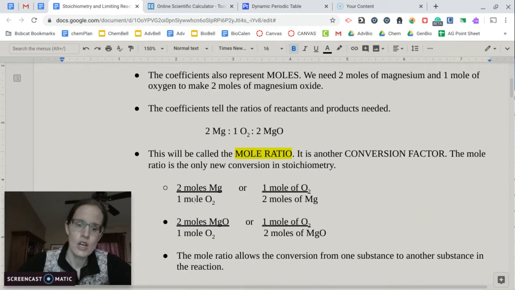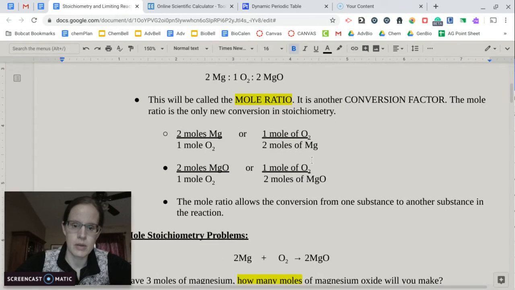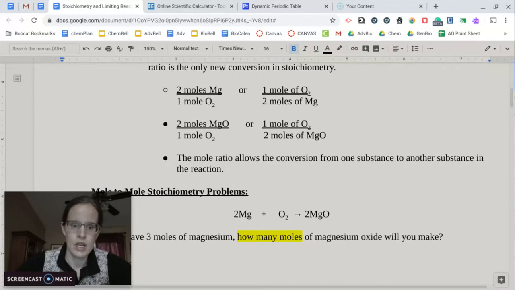It's a conversion factor, so you could write it 2 moles of Mg over 1 mole of O2, or you could flip it and have 1 mole of O2 on top and 2 moles of Mg on the bottom. Or here I've got it with the MgO and the oxygen. This mole ratio step lets us convert from one substance to another. So if they give you an amount of reactants and they want to know how much product you get, you have to go through your mole ratio step to get there. I'll show you a map and after you try some of these problems to show you how that works. But let's jump right in.